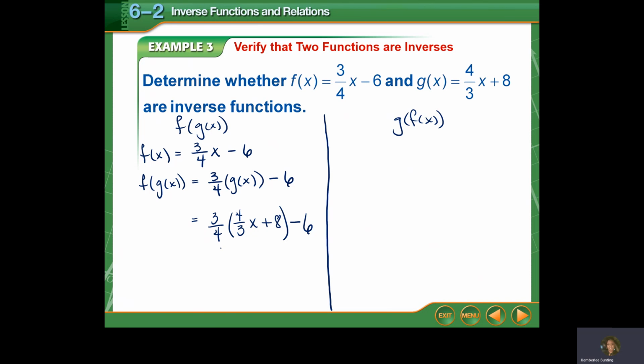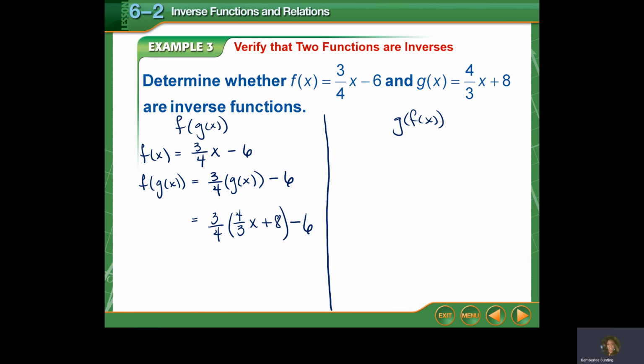So now, young people, don't just sit there and see a 3/4 on the outside of a set of parentheses. What do you think you should do with this 3/4? When you have a fraction or any number on the outside of a set of parentheses, what do you do with it? Yeah, distribute. So I got to say 3/4 times 4/3.